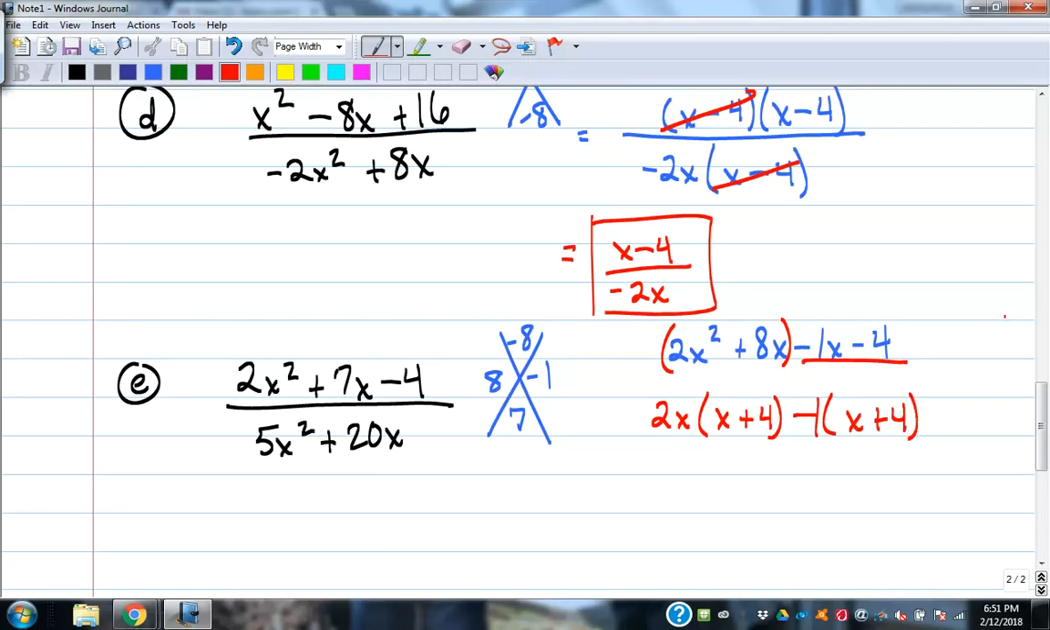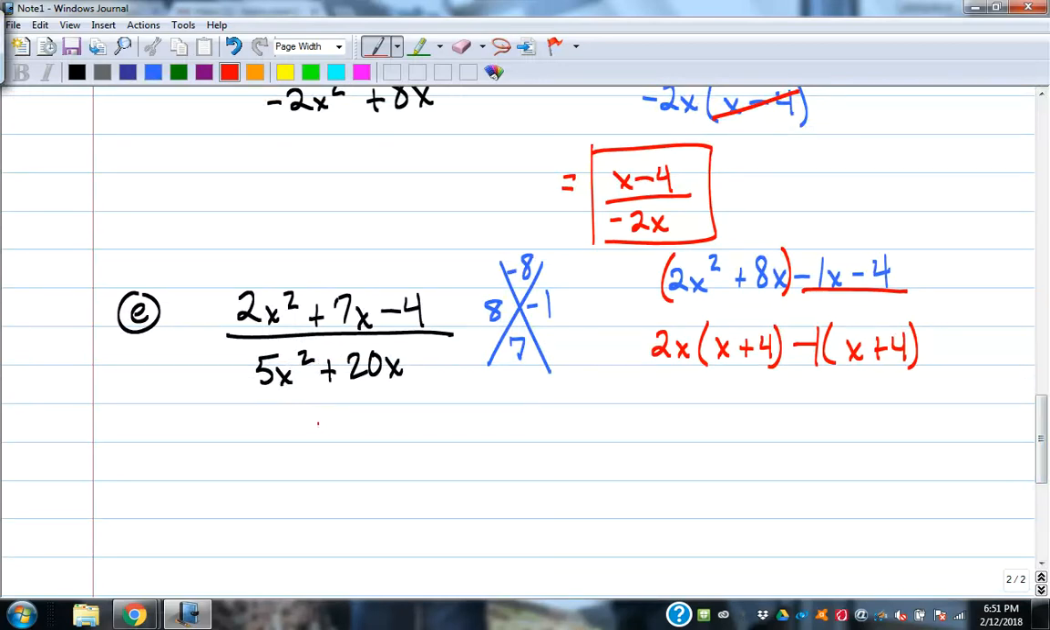And remember, those parentheses have to match. If they don't match, then things aren't working right. So my factors on the top are x plus 4 and 2x minus 1. What does the bottom, the denominator, have? Do they have something in common? 5x, yeah. What's that leave in parentheses?